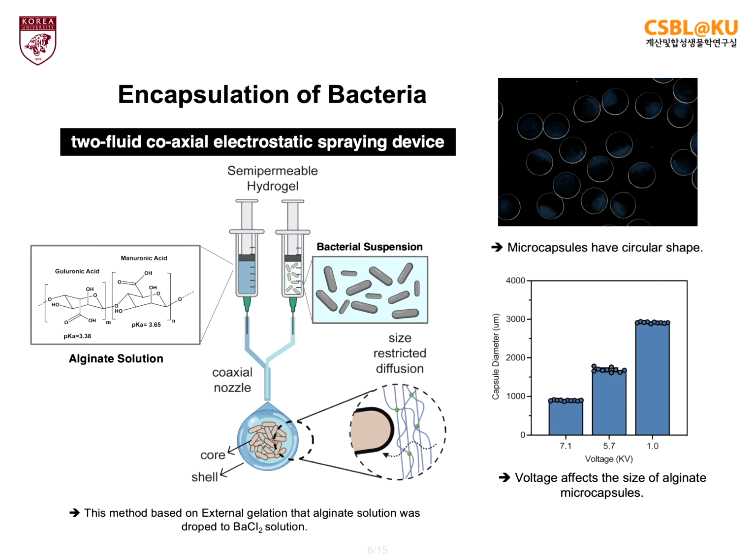In this paper, they use alginate as the biopolymer for encapsulating the engineered bacteria via a two-fluid coaxial electrostatic spraying device. This method is based on external gelation: the alginate and bacterial cells were mixed and then added to a barium chloride solution by the voltage of the electric pump. The results show that they can encapsulate the bacteria successfully with a uniform size of around 1 to 3 millimeters, depending on the applied voltage.